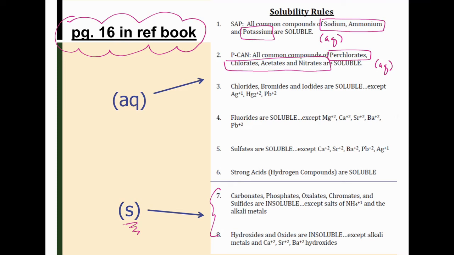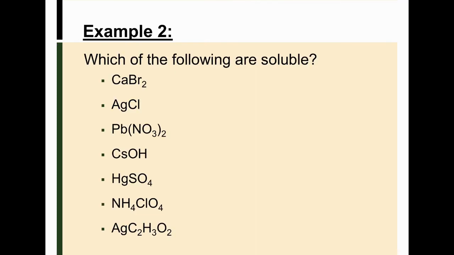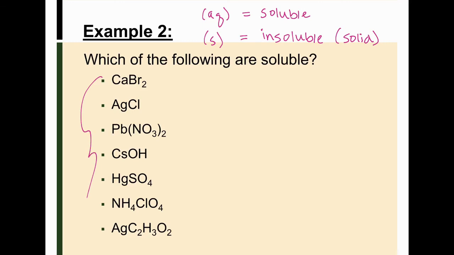Okay, so let's apply these rules. To finish off section 3.4, I gave you 7 different ionic substances here. What I'm going to ask you to do is use your solubility rules and label each of these as either AQ, which again means that it's soluble, it does dissolve in water, or S, which means it's insoluble because it's really going to be a solid. Okay, so take some time, use your solubility rules, and label each of these 7 as either AQ or S. Pause the video. When you're ready, press play.